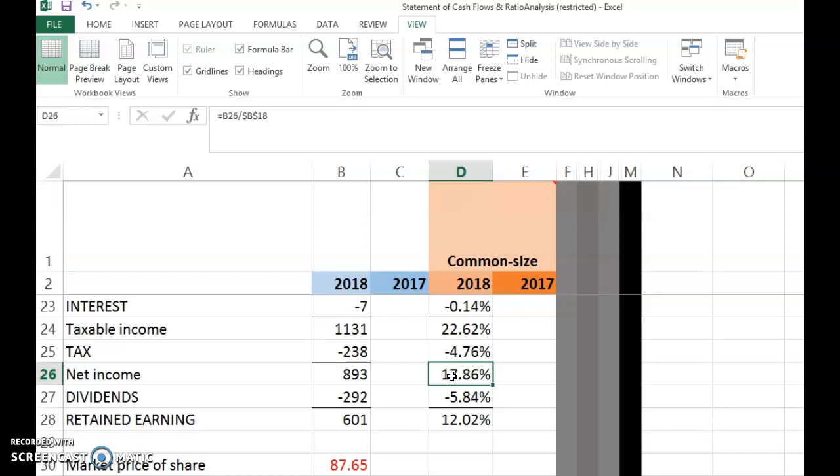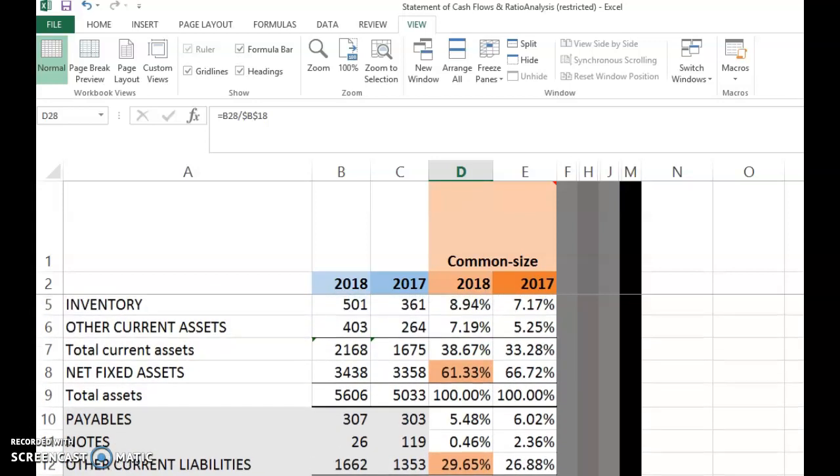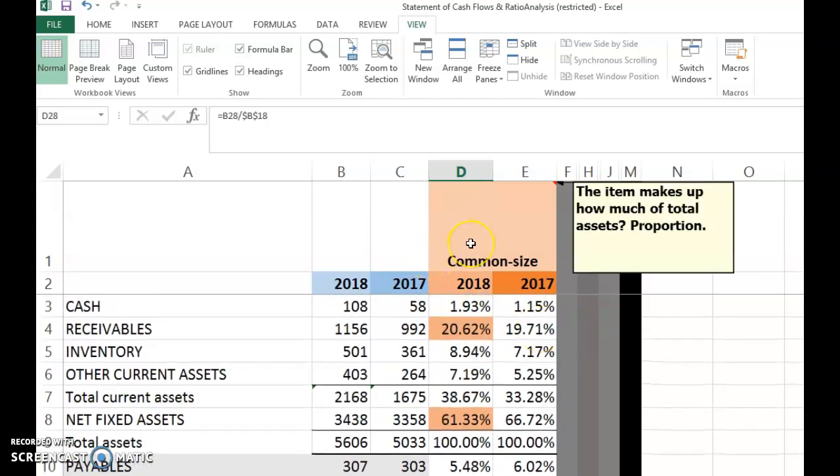Then it also tells you the dividend paid is about 5.8%, or slightly less than 6% of sales, and retained earnings, it means roughly 12% of sales are retained as reinvestment in the company. So these are common sizing, and this method is called common sizing the income statement. With that, we finish the first method of standardizing. There are three methods of standardizing the financial statements. The first one is common size. We'll look at another method next.